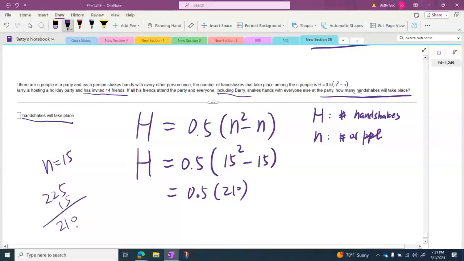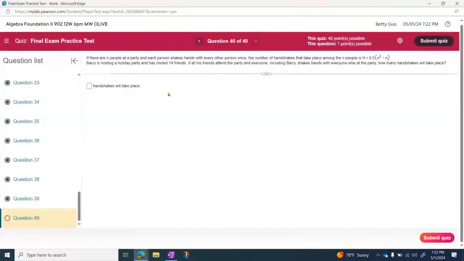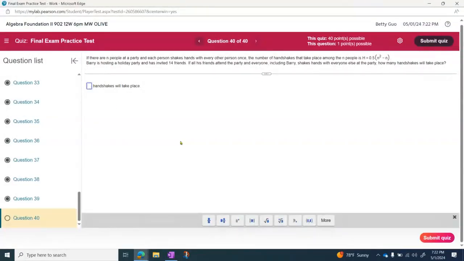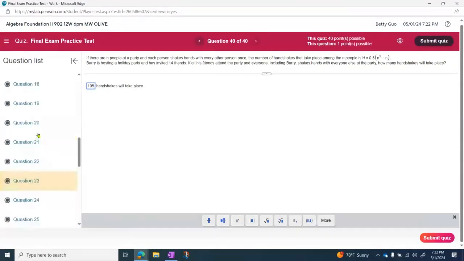0.5 times 210 means we divide 210 by 2. 105. 105. That many handshakes. So let's submit.